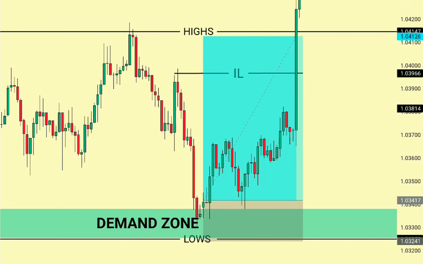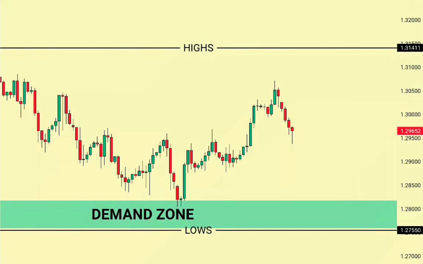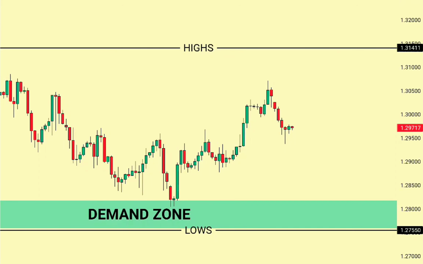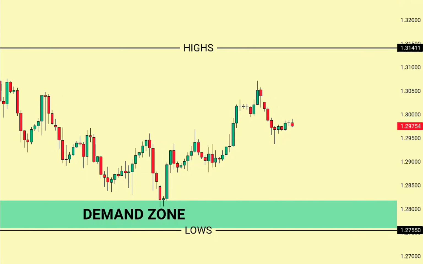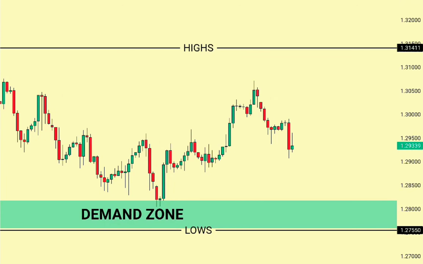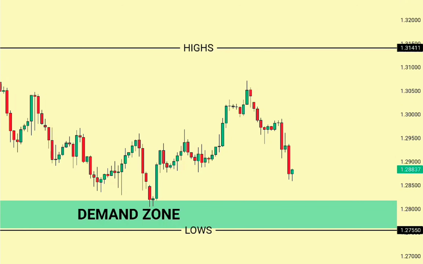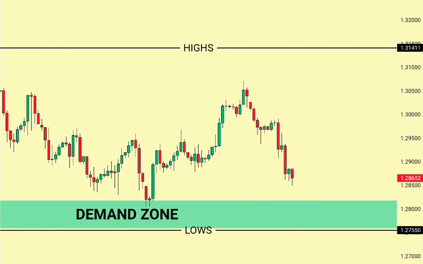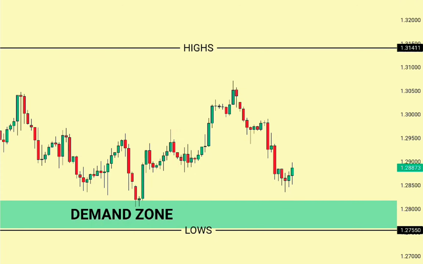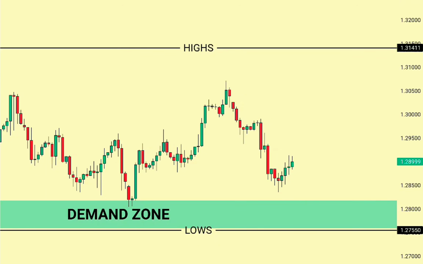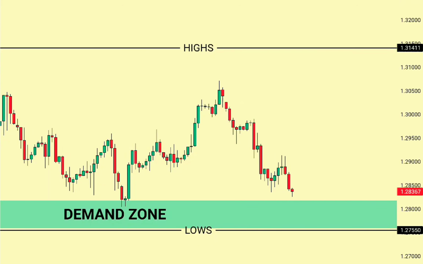Now that you've understood how internal liquidity works with one example, let's look at another Forex chart. This chart follows the same bullish idea, but the market behavior is slightly different. Instead of creating just one internal liquidity, price creates more than one before continuing higher. Don't worry. We're not going to explain the whole chart again. Our focus is only on understanding how internal liquidity forms and behaves in this example.